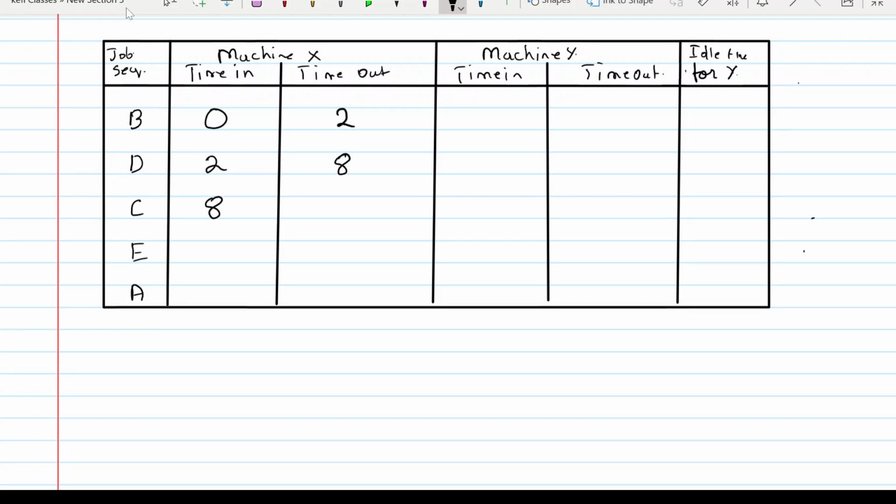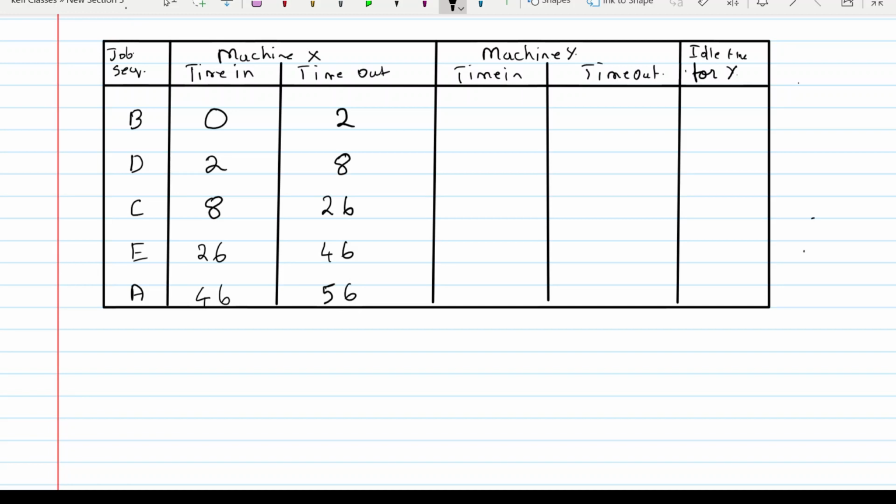Job C is for how much time? 18 minutes. 18 plus 8 is 26. Then job E will start at 26. And this E will be for how much time? 20. So that is 46. Then A will start at 46 and it is for how much time? 10. So this finishes at 56.